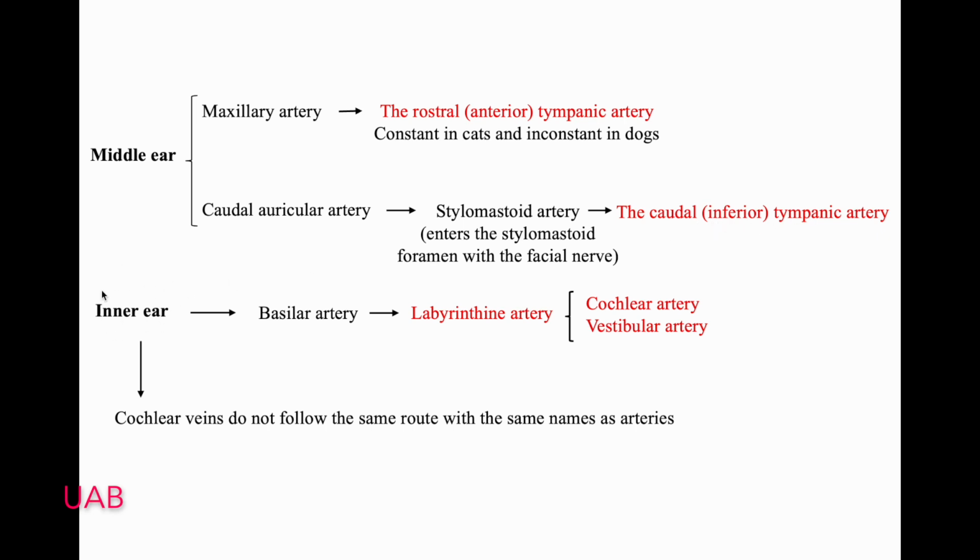The inner ear is vascularized mainly from the basilar artery through the labyrinthine artery, that divides into a cochlear and a vestibular artery. In relation to the veins, the cochlear veins do not follow the same route as the arteries.